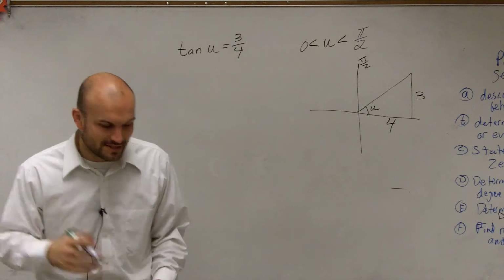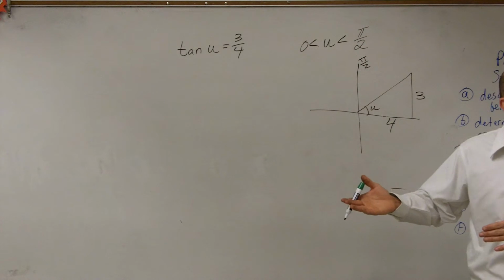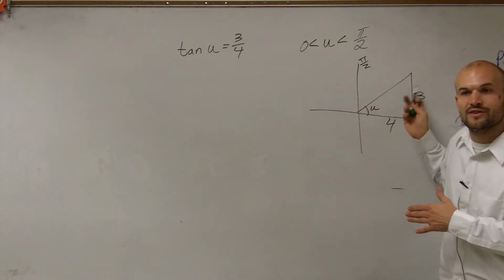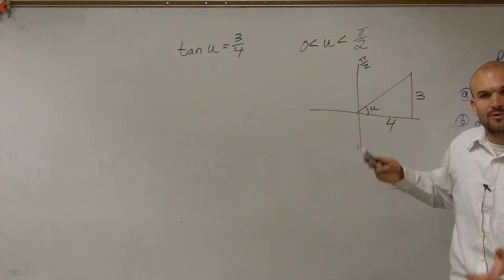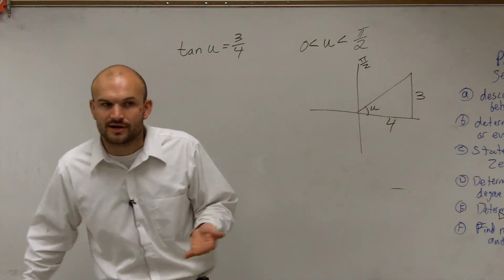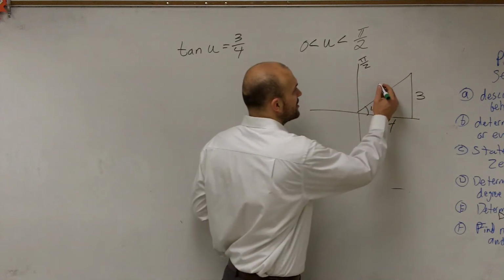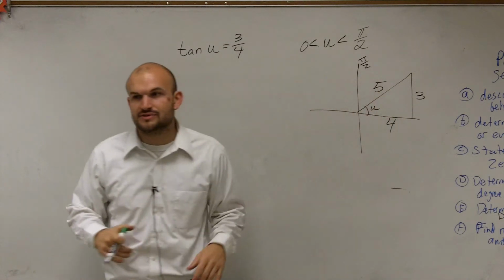Now, I wasn't being facetious when I said this is the easy one, because we know that this is a Pythagorean triple. So usually, to find the remaining parts of a triangle, you have to apply the Pythagorean theorem. But thankfully, I chose a problem that is a Pythagorean triple, so I automatically already know my hypotenuse is 5.